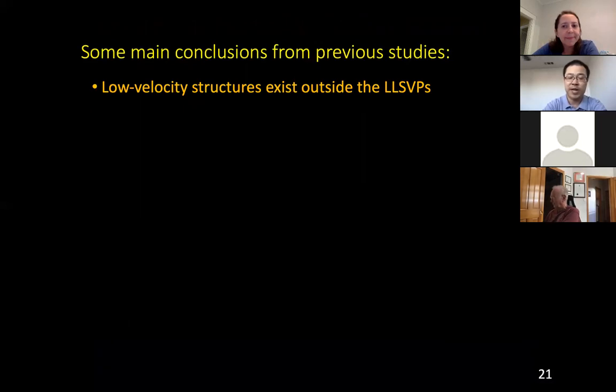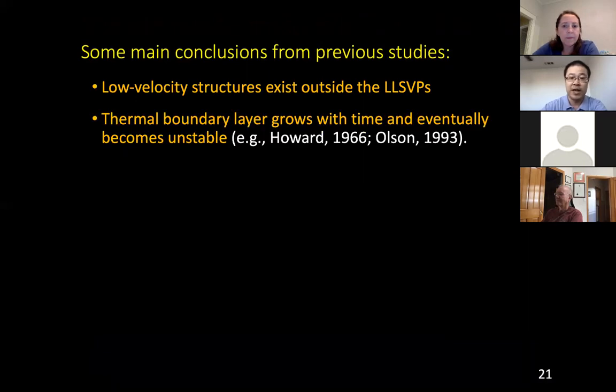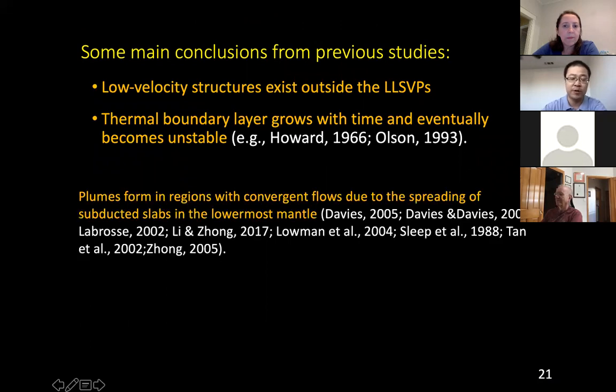So let me give a very brief summary of what I just said. First of all, the seismic observations have shown low velocity structures outside the LLSVPs. We also know that the thermal boundary layer grows with time and eventually becomes unstable. People have done lots of geodynamic modeling and also tank experiments to understand the development of thermal instabilities. And one of the main conclusions is that mantle plumes form in regions with convergent flows due to the spreading of subducted slabs in the lowermost mantle.